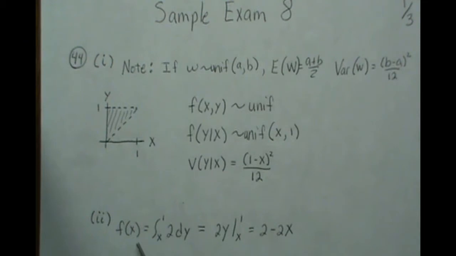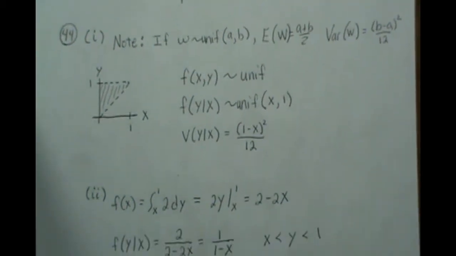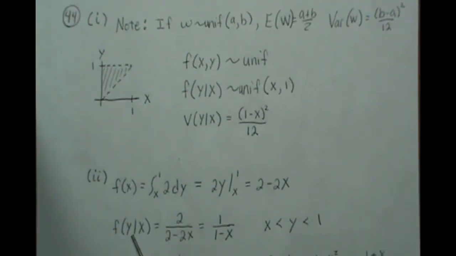Now, if you didn't know that fact, we have to find it. Since we want the variance of Y given X, we need the marginal of X. So we integrate out y from our joint density of 2, and we get 2 minus 2x. So the density of Y given X is the joint, which is 2, over the marginal that we just found, and that reduces to 1 over 1 minus x.